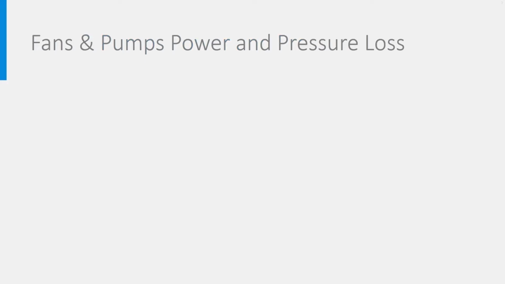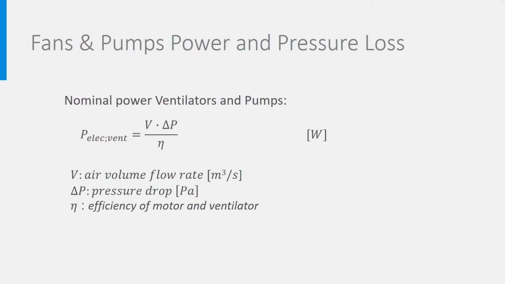You may remember from another lecture that the electrical power P needed to power ventilators in mechanical ventilation systems is the volume flow rate of air in cubic meter per second times the pressure loss in the system, the whole divided by the efficiency of the ventilator and its motor, eta, being generally around 0.6. Exactly the same formula can be used for water pumps.